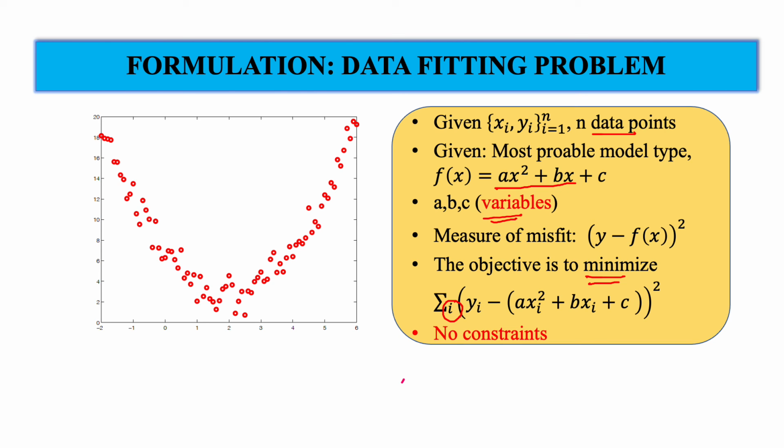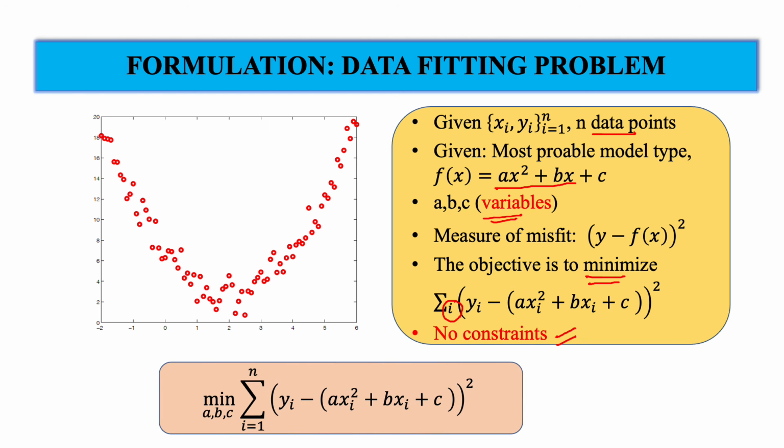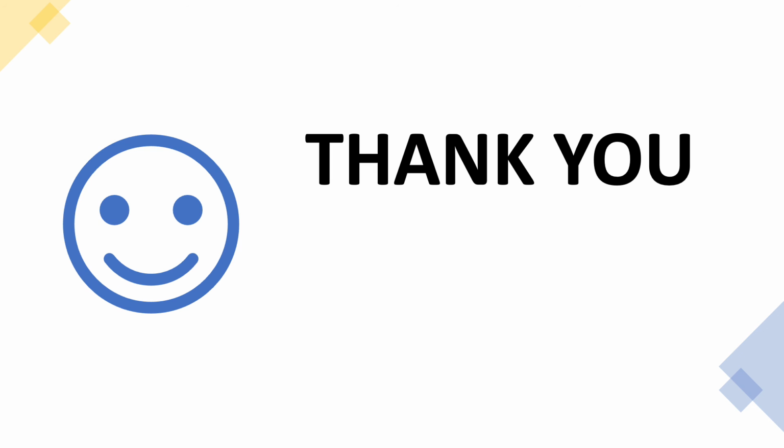Remember that there are no constraints given to us. So we can write the optimization problem as minimize the misfit for every point, and the minimization is done over a, b and c. So these are the optimization variables. These are some ways of formulating optimization problems. Formulating any optimization problem is an art, and care should be taken to formulate the problem properly, so that a lot of time is saved. So that's all for today's lecture. Thank you.